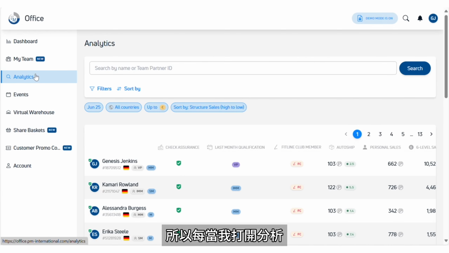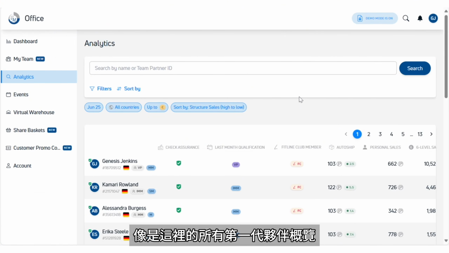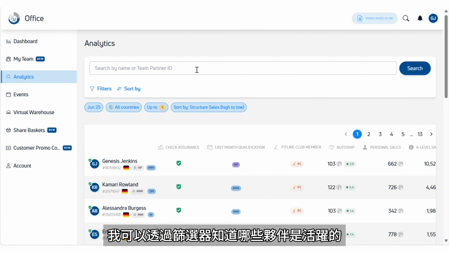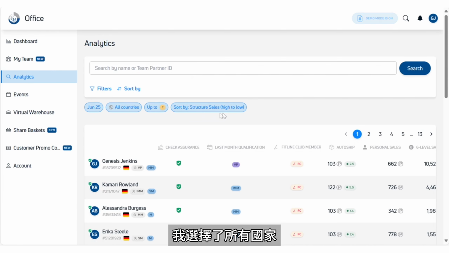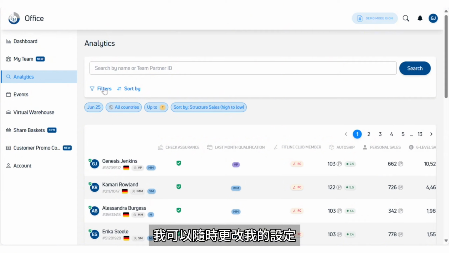So whenever I open analytics, I get an overview on all my team partners in the downline. In the same way, having a first line overview here, I can search by name or team partner number for a very special person in my downline. And I see here what filters are active right now. So we're in June 2025. I selected all countries. I selected all qualified ranks. I selected that it should be sorted by the highest structure sales to the lowest. And here on filters and sort by, I can change my settings.